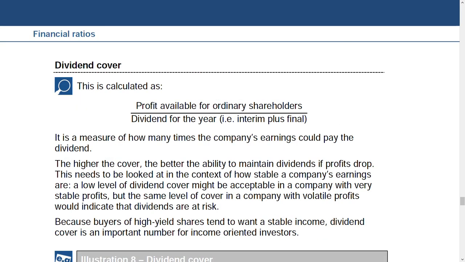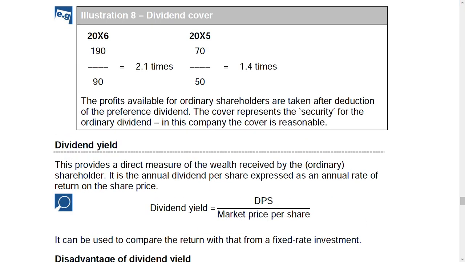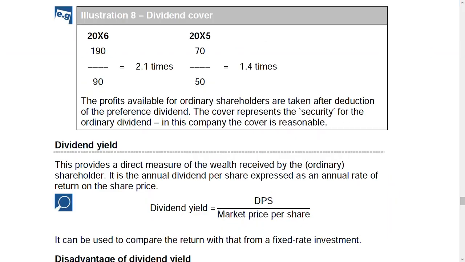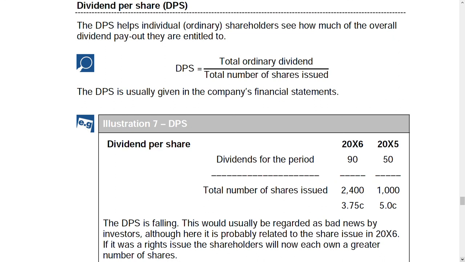I think dividend cover and dividend yield. I think there are two more ratios. Let me check it. And total shareholder return. Yes. So dividend cover, dividend yield and total shareholder return. Three more to go and then we are over.